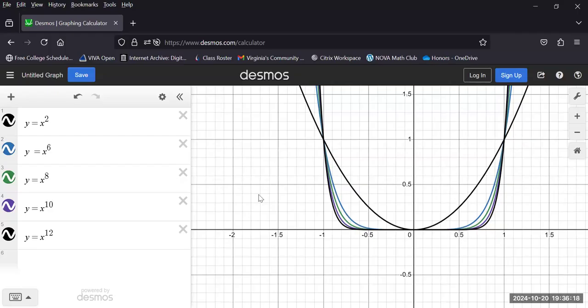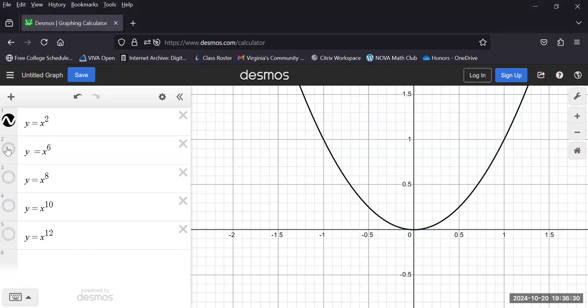Okay, so if you look here, I plotted a few polynomials of varying even degrees. So we have x squared. What I'll do is I'll turn these off so you can see what's happening. So there is x squared. X to the 6 looks like that. X to the 8, x to the 10th, and x to the 12th.